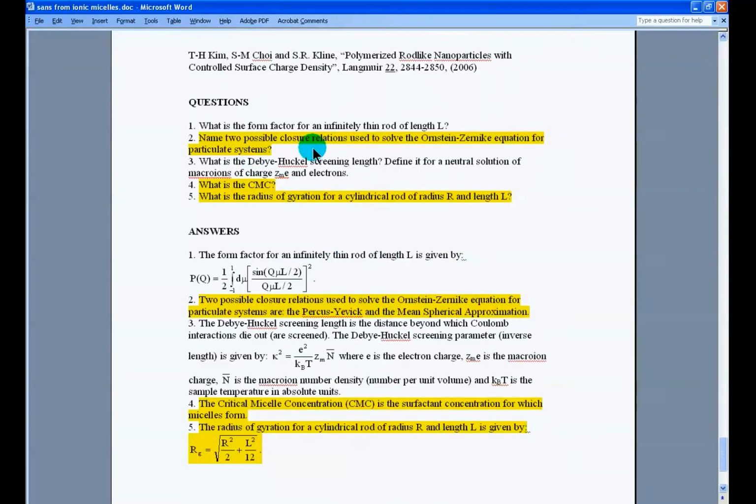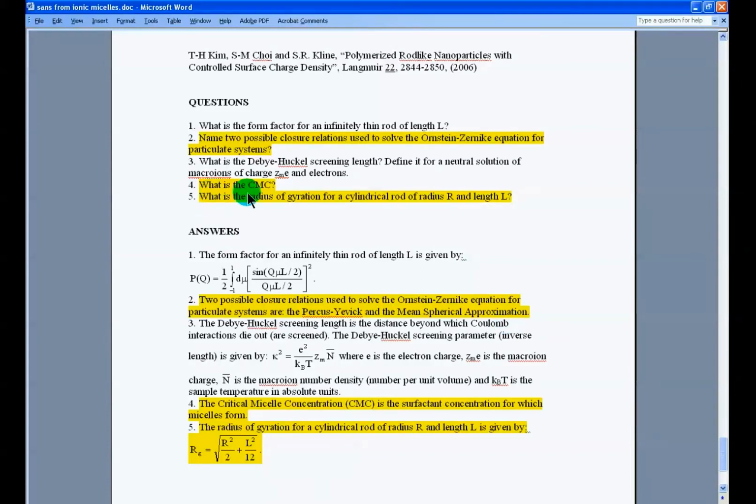Name two possible closure relations used to solve the Ornstein-Zernike equation for particulate systems. Well, we have seen the Percus-Yevick with hard sphere interactions, and we also have seen the mean spherical approximation for Coulomb interactions.